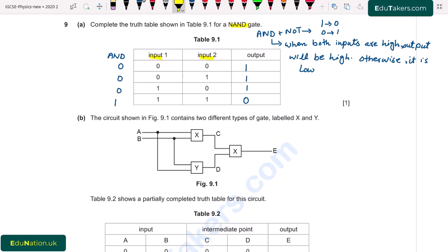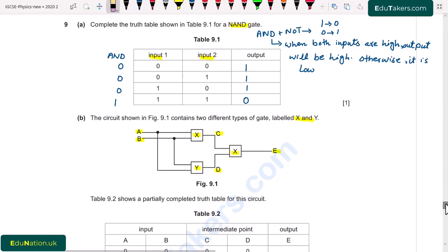Part B. The circuit shown in Figure 9.1 contains two different types of gate labeled X and Y. So there are two different types of gate. Here it is X, and again there is X, and it is Y. And you can also see that the inputs are A and B. The output of X first of all is C and of Y is D. Then C and D are the inputs for this X, and it gives output E.